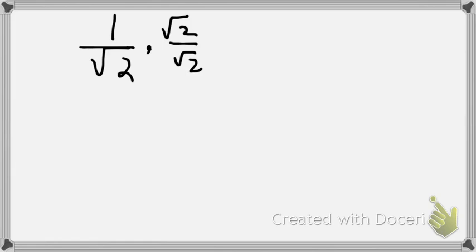So when we multiply this by the square root of 2 over the square root of 2, we're multiplying it by 1, but we're not changing the value of the fraction. So when we multiply that, we get the square root of 2 over 2, because the square root of 2 times the square root of 2 is the square root of 4. The square root of 4 is 2.